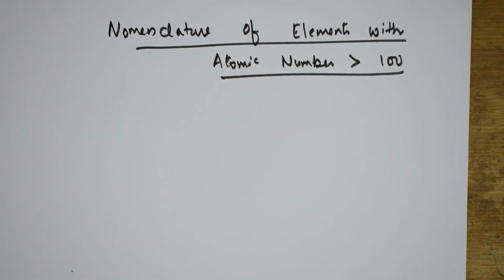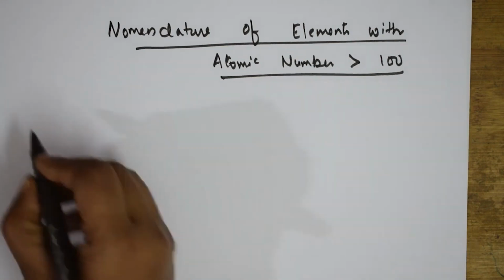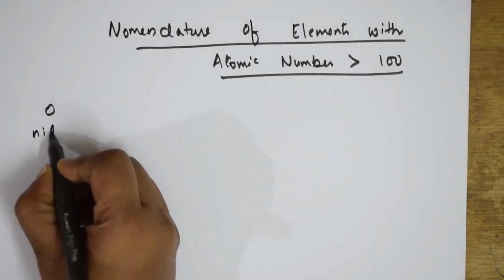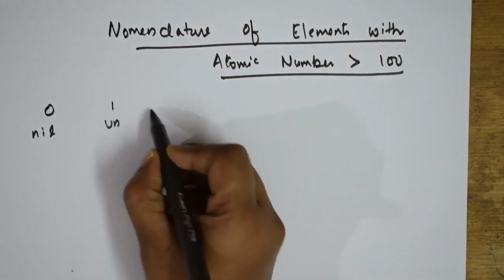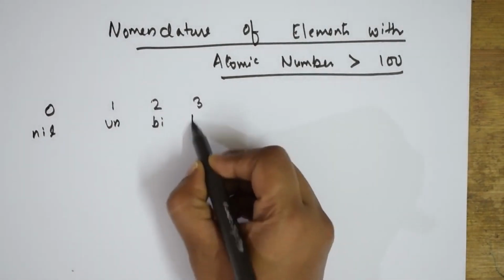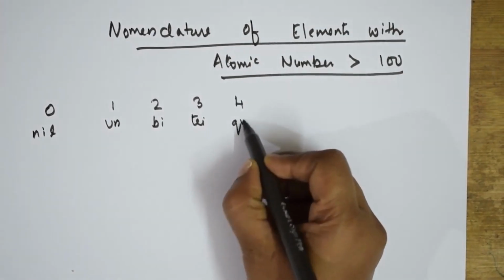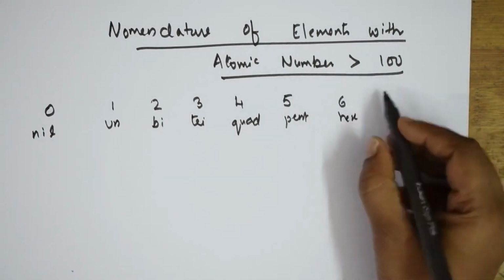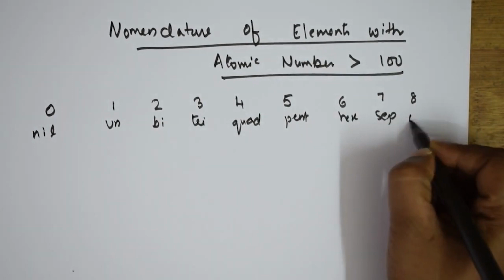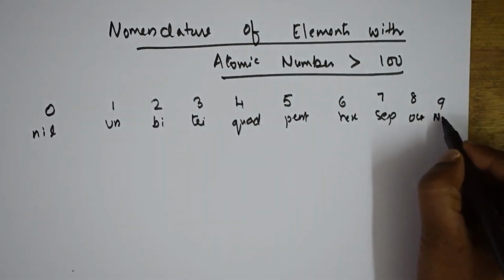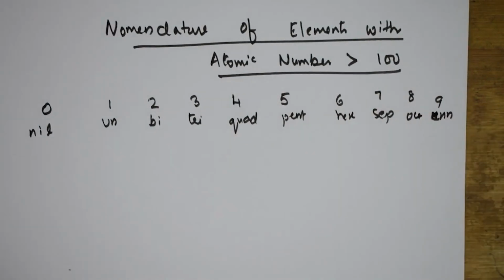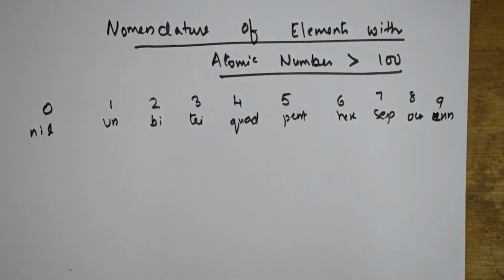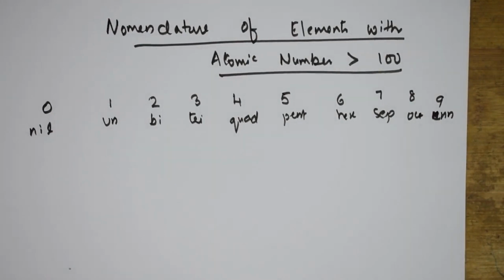First of all, the names are derived by using roots for the digits of the three-digit number. So, what am I trying to explain? Let's see. For 0, you are going to use nil. For 1, un. For 2, bi. 3 means tri. 4 is quad. 5 is pent. 6 is hex. 7 is sept. 8 is oct. 9 is enn, E-N-N. Right. So this is what IUPAC has given us. These are the guidelines with which we'll be naming the elements.